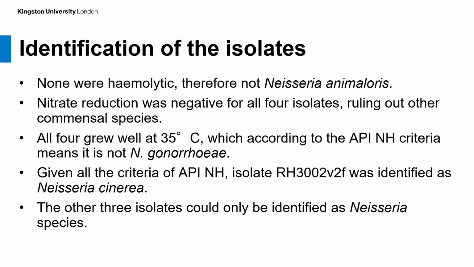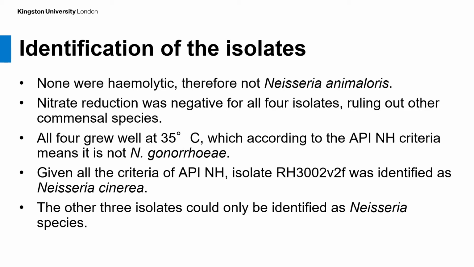Now there's various things in the literature about the types of strains of gonococcus, but we also had other evidence that these weren't gonococci. Given all the criteria for the API NH strips that we're using for identification of our isolates, we knew that one of the isolates, RH3002V2F, was identified as Neisseria cinerea. The other 3 isolates, however, we could only identify as being Neisseria species.